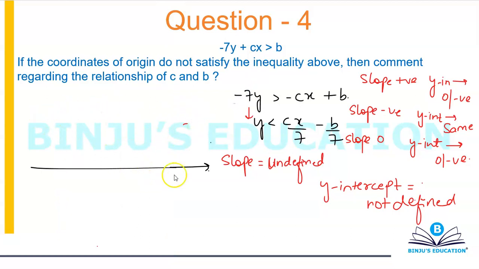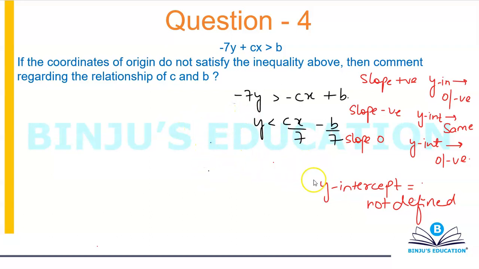So 3 cases. Now let's find out our conclusion. Slope negative, positive, 0, everything can happen, but the y-intercept will always be 0 or negative. So they can give you statements and options. If slope is positive, then y-intercept is positive. If slope is negative, then y-intercept is negative. If slope is 0, then y-intercept is 0, and something like that.